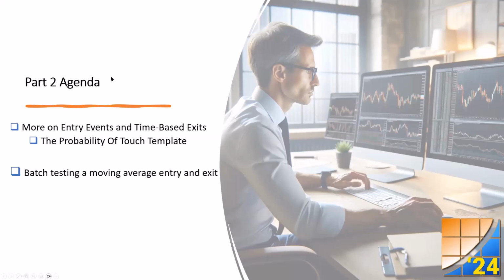So part two, agenda today. We're going to have a look a bit more at entry events and time-based exits. We already looked at the time-based exit for the cross above upper Bollinger Band using 1 day. And there's a template that is going to be very handy for doing this kind of investigation without having to go through the whole manual trade simulation step we did last time. So we'll take a quick look at that. It fits in quite nicely with what we did. And then we'll look at batch testing a moving average entry and exit.